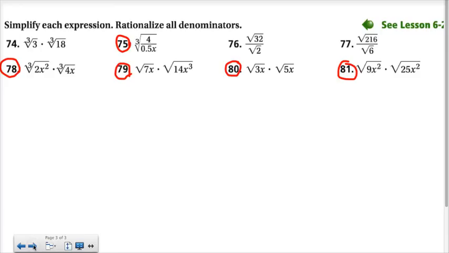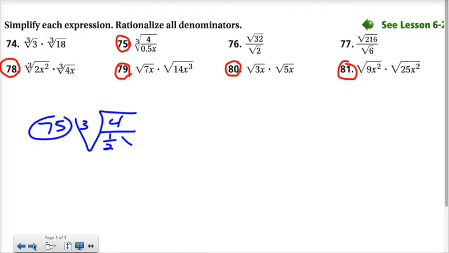Then number 75 was one I thought perhaps you might struggle a little bit with if you go about this the wrong way. The first thing that I'm going to do is change that 0.5x to 1/2. What I want to investigate is how does that make this problem more difficult? Well, we have 4 divided by 1/2, and we can do that math. That comes out to 8.